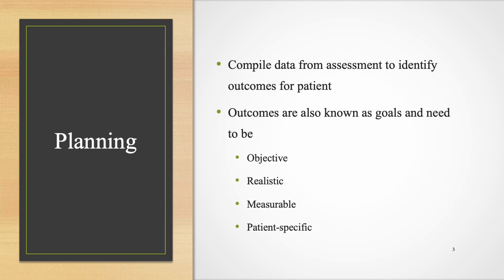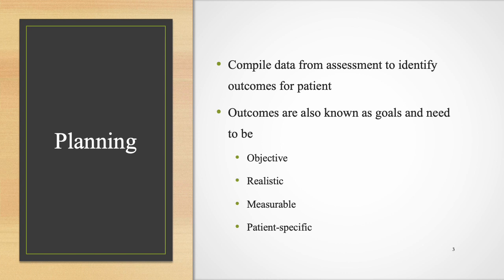Now that we have our objective and subjective data and we fully assessed, we can now identify what our problem is. We need to make sure that when we're planning and identifying what our goal is, that we use a SMART goal. A SMART goal is anything that's specific, measurable, achievable, realistic, and has a time frame. You'll also hear that word interchangeably with outcomes and goals. Those are the same things.